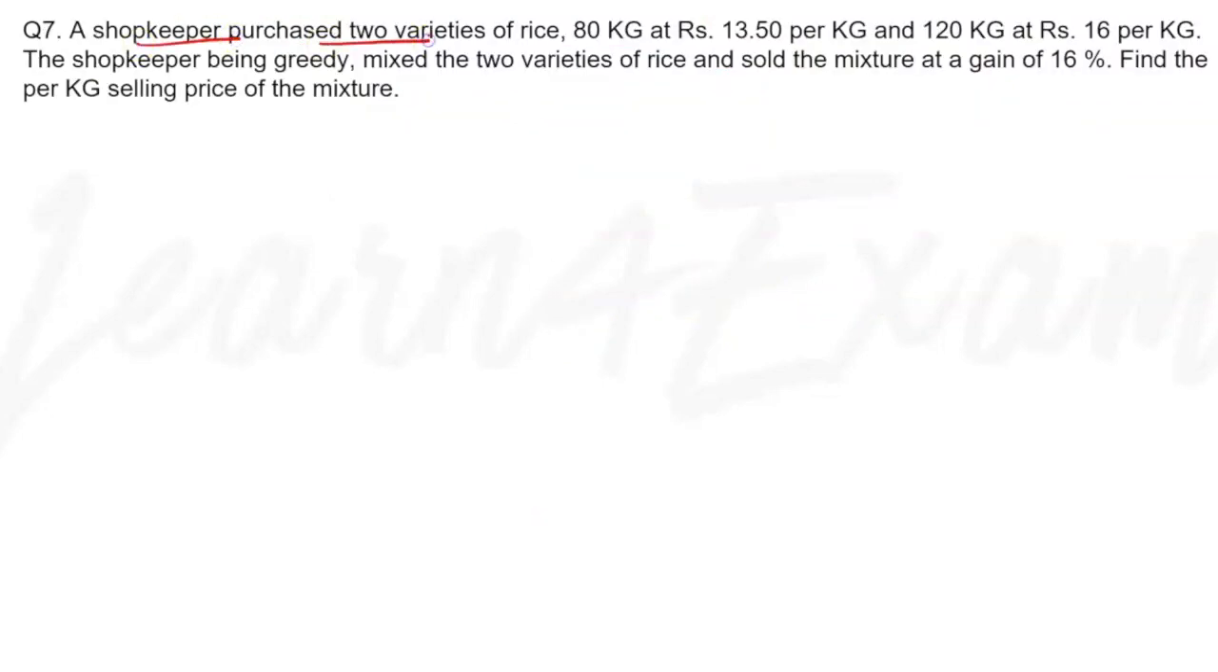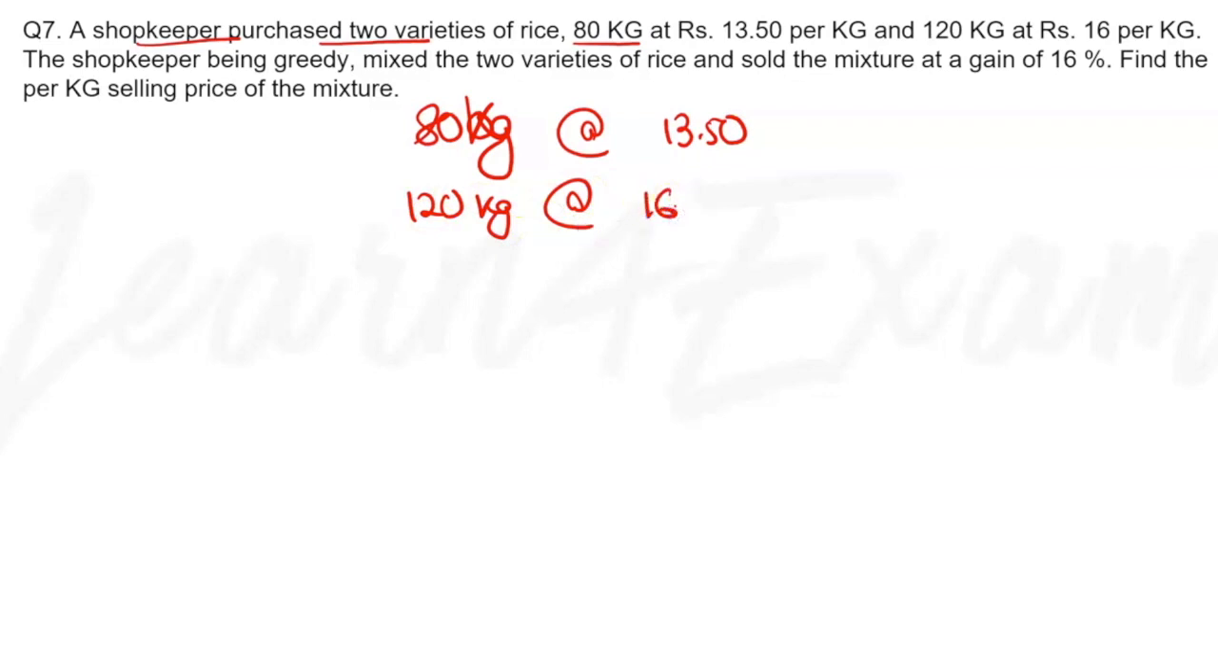A shopkeeper purchased 2 varieties of rice, 80 kg at rupees 13.50 and 120 kg at rupees 16 per kg, and he mixed the two varieties of rice and sold the mixture at a gain of 16%. We need to find the price per kg of the mixture.